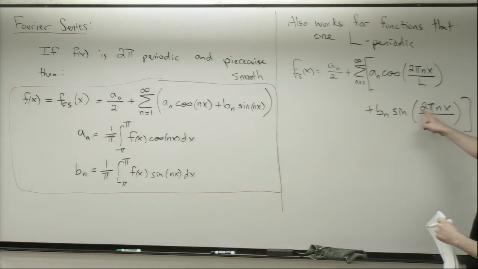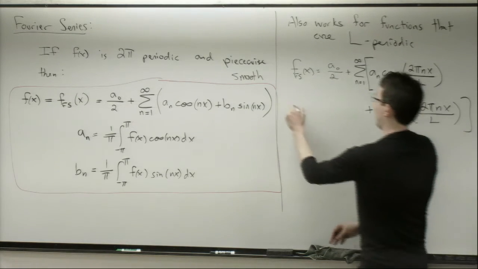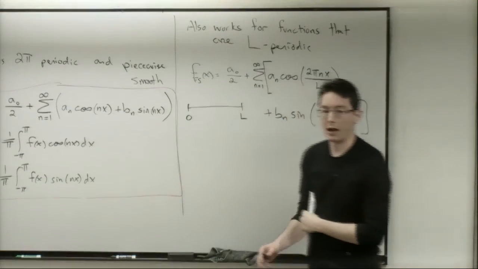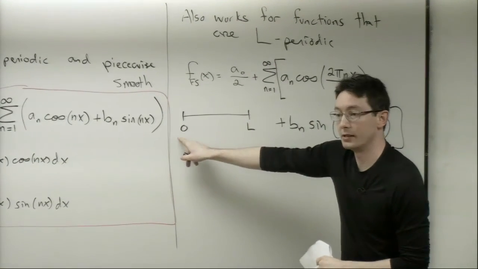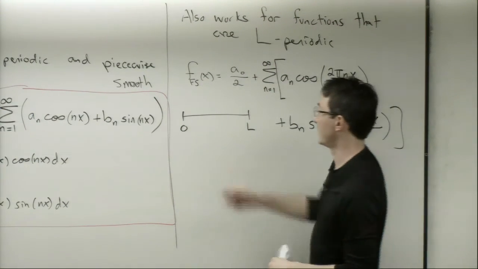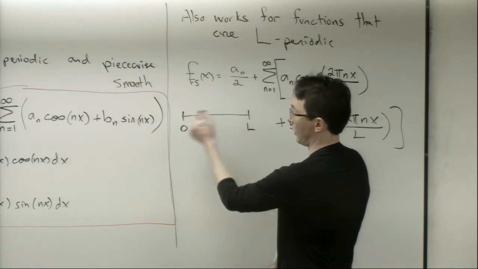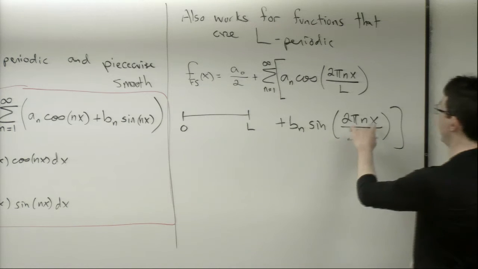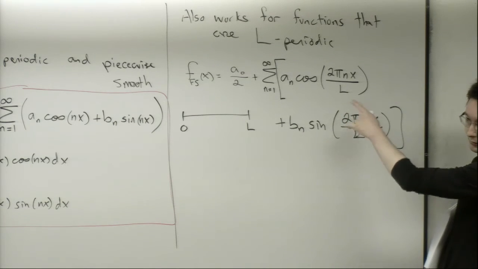Right, I have this 2 pi over L here because I'm saying that my function is periodic between 0 and L. So my sines and cosines have to start and stop at 0 and L. These have to be the nodes of my sines and cosines. And so that's why I have this 2 pi over L factor here.